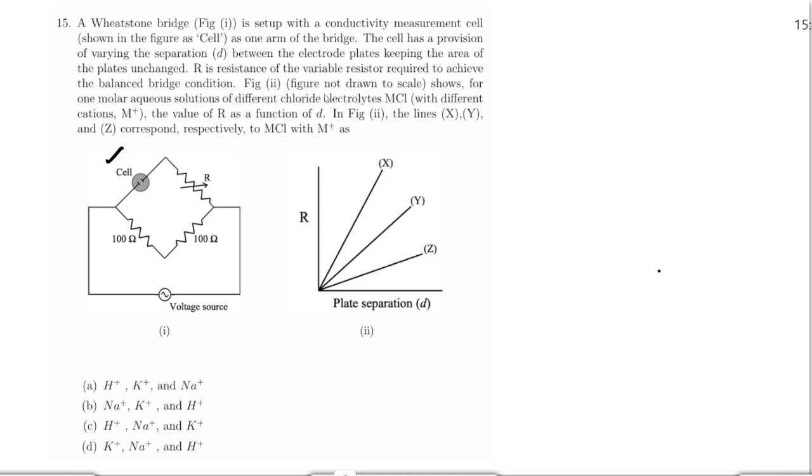Figure 2 shows for 1 molar aqueous solution of different chloride electrolytes with different cations, all are metal chlorides, the value of R as a function of D. So X, Y and Z correspond to metal chloride with M plus. So which option is correct according to you?